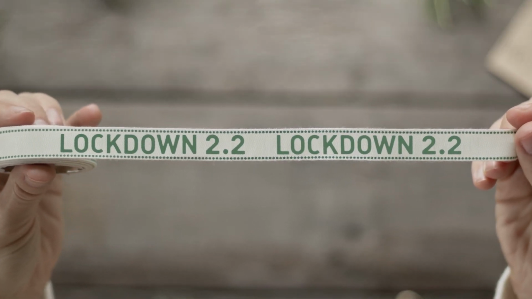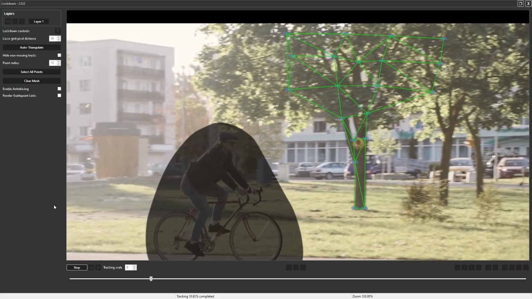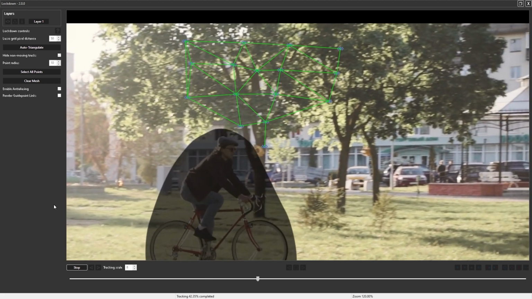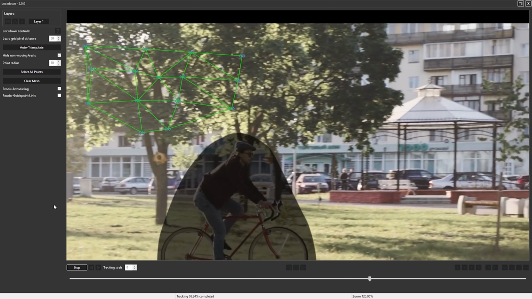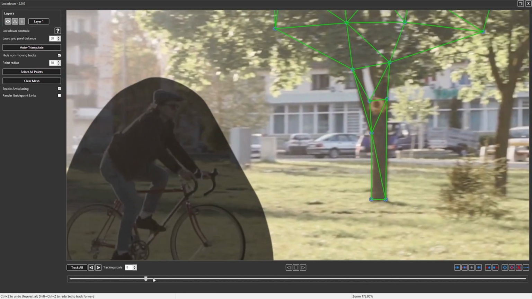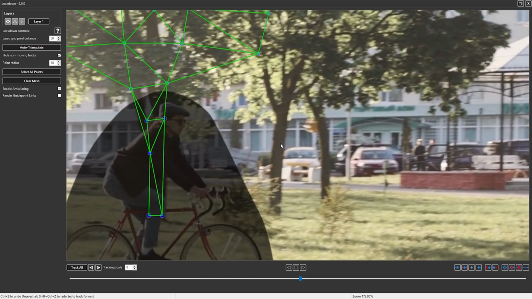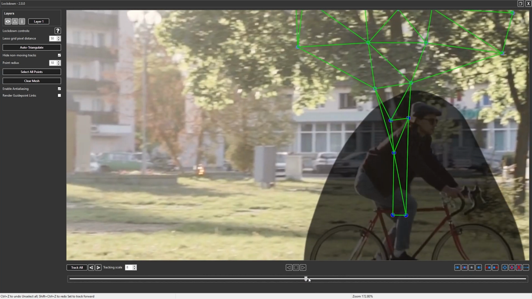Lockdown 2.2 is here. Lockdown now uses the alpha channel of your image to terminate tracks. This is helpful for tracking behind overlapping objects. The overlap points will follow the motion of the nearby points until they're visible again and can be set to resume tracking.